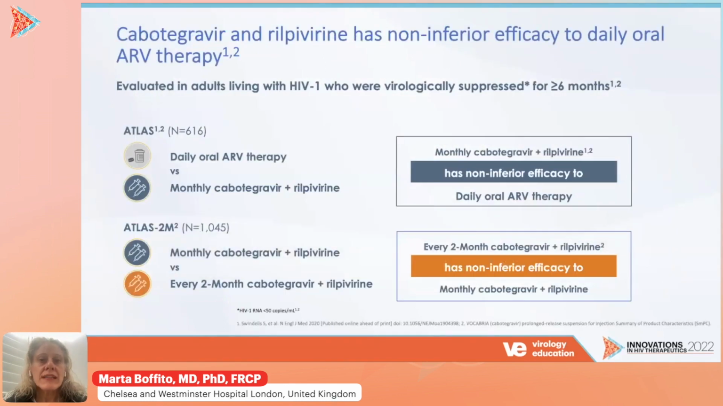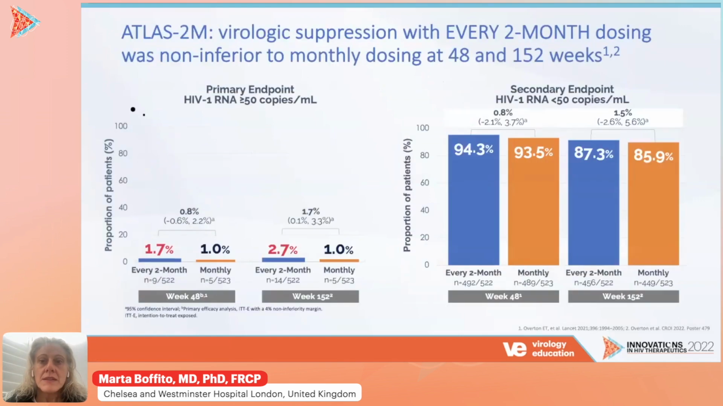Now, in terms of pharmacodynamic and efficacy data, I'm sure you're aware of the clinical trials that led to the approval of cabotegravir and rilpivirine long-acting. We are aware of the ATLAS study that compared monthly cabotegravir and rilpivirine to daily oral antiretrovirals, and the ATLAS-2M study that compared the intake of cabotegravir and rilpivirine monthly versus every other month. Here you can see the results of ATLAS-2M in the context of virologic suppression every 2 months, when people were assessed at 48 weeks and 152 weeks.